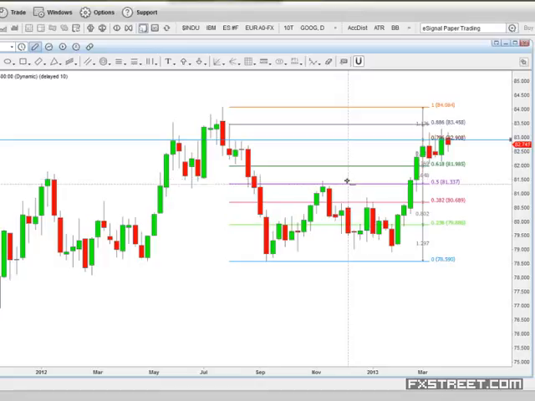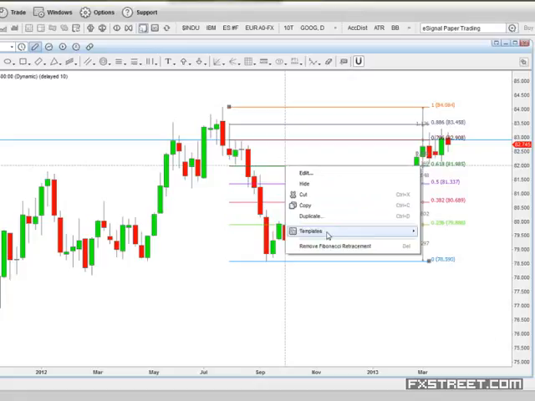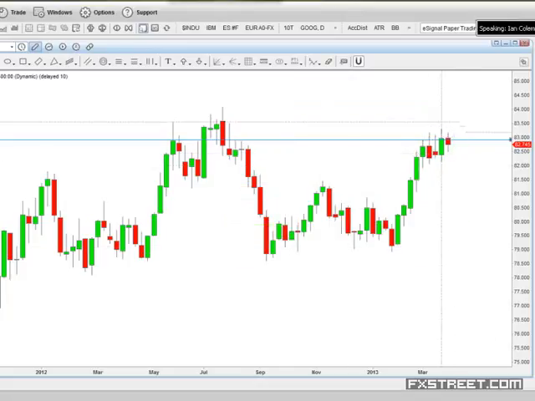But the reason I have so many fibs on isn't because I'm looking for price action to stall at every single level, but I am looking for reversals and indecision at these key points. 61.8% is a great level, but I think too much emphasis is put on 61.8%. 78.6 is more relevant to me anyway. So we'll just clear this off. We're going to remove that fib. So this is a relevant level, the 78.6.